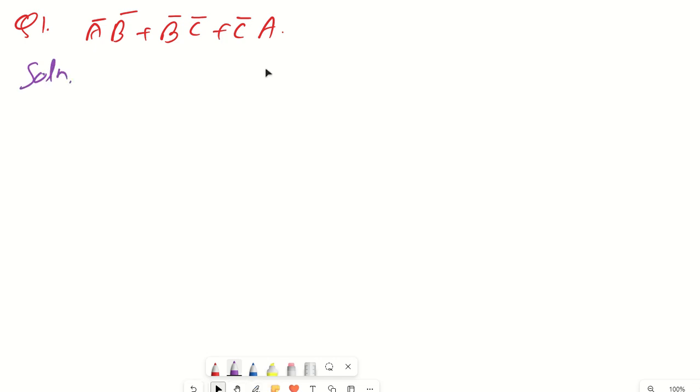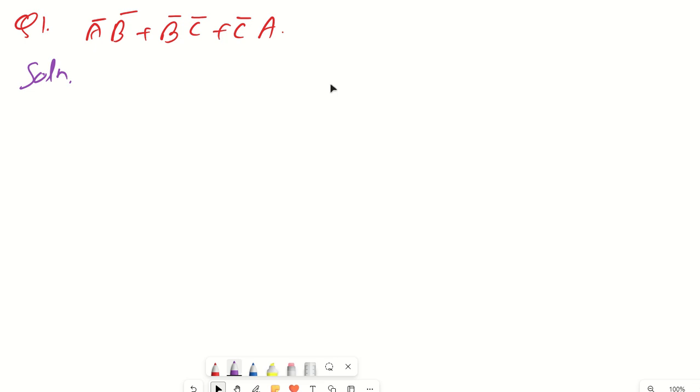Question 1 was asked in GATE last year: A bar B bar plus B bar C bar plus C bar A bar. So what will the simplified value be? I am not giving you options, I just want to solve more questions. That's the reason we'll try to solve it very quickly. So how does it look like?